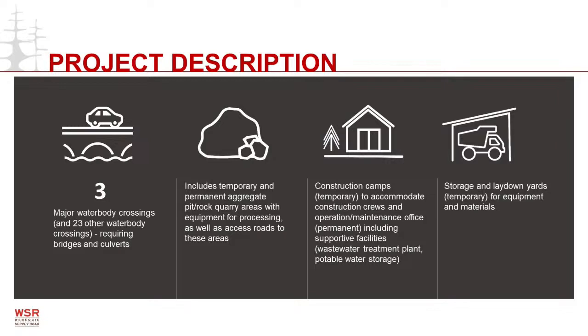In terms of the infrastructure associated with the road, it includes temporary and permanent aggregate pits or rock quarry areas with equipment for processing, meaning crushing the rock. And then there are access roads associated with each of these areas so that you can set up these areas for use. During construction, there would also be construction camps, which would be temporary. These camps would accommodate construction crews, and operations and maintenance offices would be a permanent piece of infrastructure. They would include supportive facilities such as a wastewater treatment plant or potable water storage as well. And then finally, during construction, again temporarily, you would have storage and laydown areas for equipment and materials.